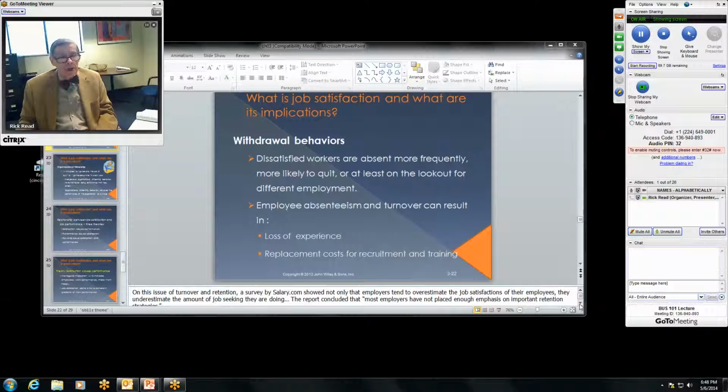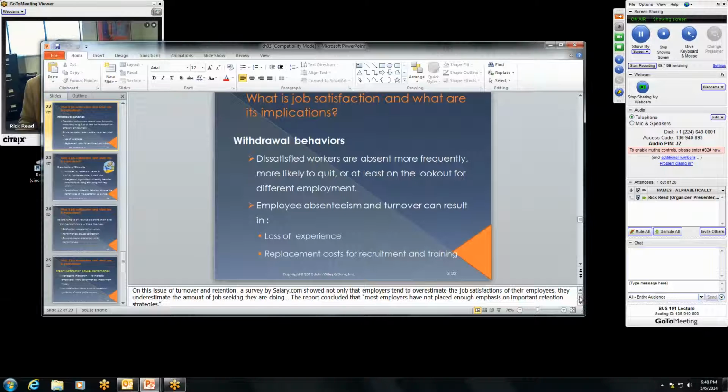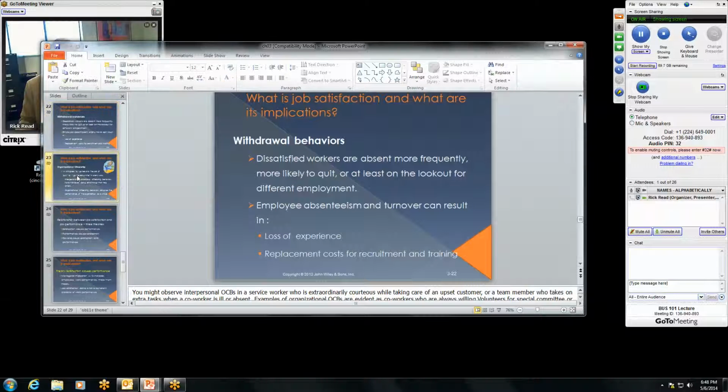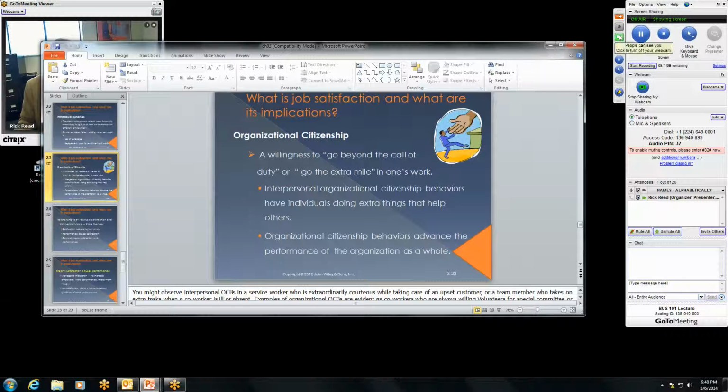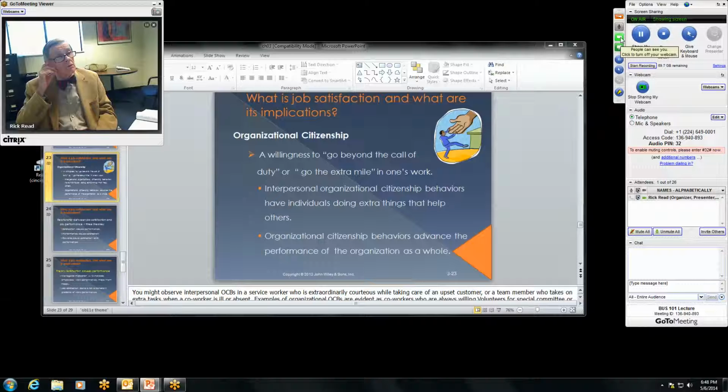Notice here, the last thing on the slide down here. Employers tend to overestimate job satisfaction and underestimate the amount of job seeking that employees are doing. Not enough emphasis being placed on retention strategies. Just simply can't have people walking out the door and using it as a revolving door. It doesn't help anybody. Organizational citizenship with the employee means he or she is going to take the extra step, go the extra mile to make sure things are done.